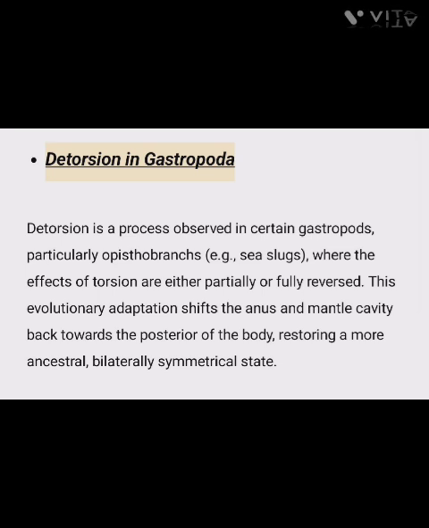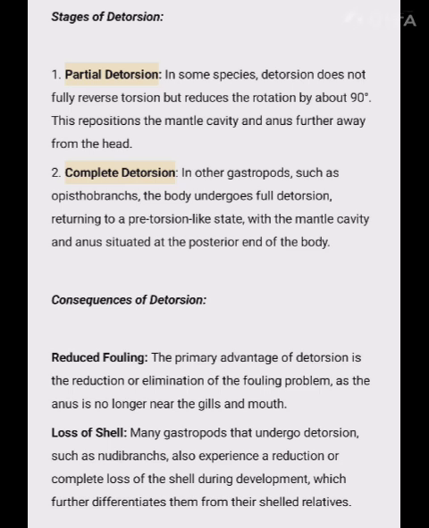Detorsion in Gastropoda. Detorsion is a process observed in certain gastropods, particularly opisthobranchs, for example sea slugs, where the effects of torsion are either partially or fully reversed. This evolutionary adaptation shifts the anus and mantle cavity back towards the posterior of the body, restoring a more ancestral, bilaterally symmetrical state. Stages of detorsion.